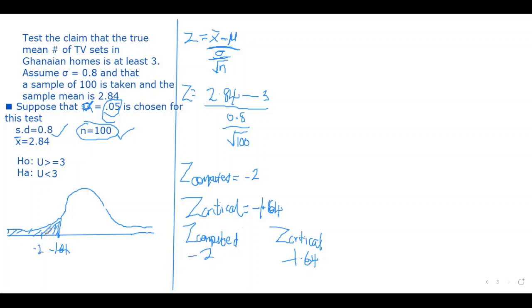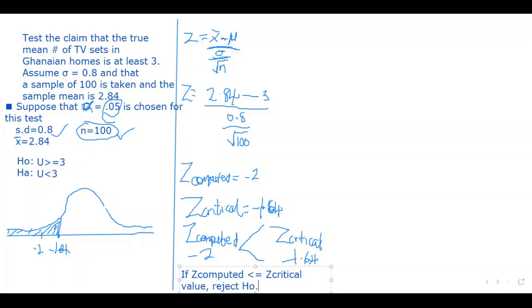So if the Z computed is in the rejection region, just reject the H0. Better still, if Z computed is less than Z critical, the rule is saying that you reject H0. So if Z computed is less than or equal to the Z critical value, reject H0. What will be your conclusion?